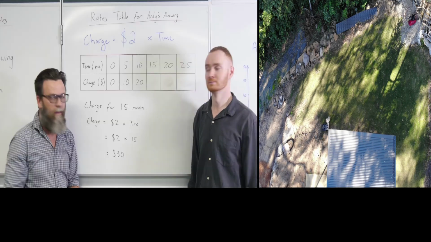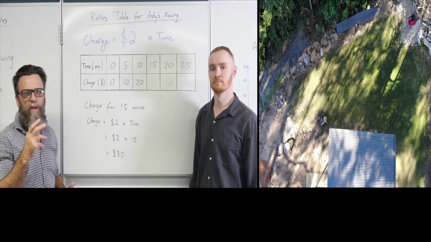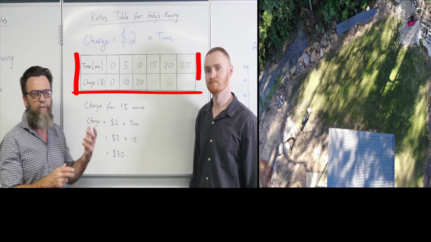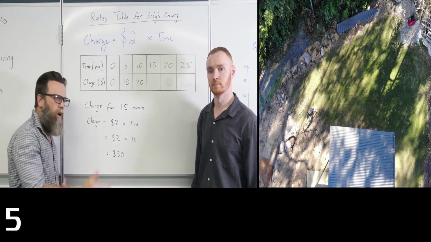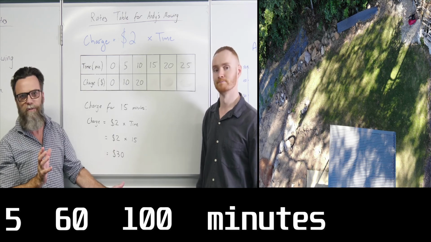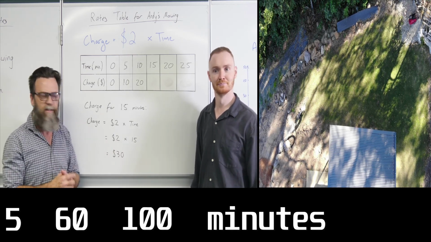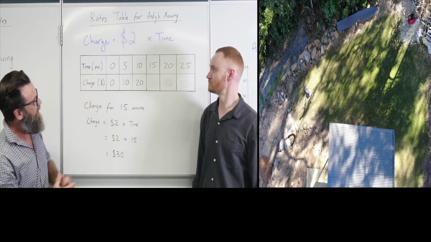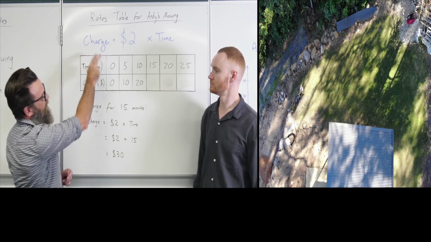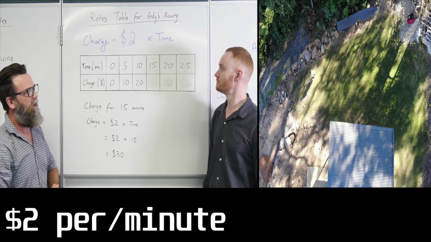Yep. Quite often we see people present rates in tables. That's because we're not just working on 1 minute of time, we might be working on 5 or 60 minutes, even 100 minutes of time. So sometimes it's easier to present it in a table, exactly as Mr. Savage has done here. Now Mr. Savage, how does this table work, given that you're charging $2 per minute?